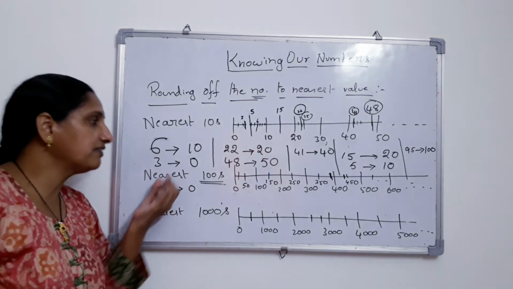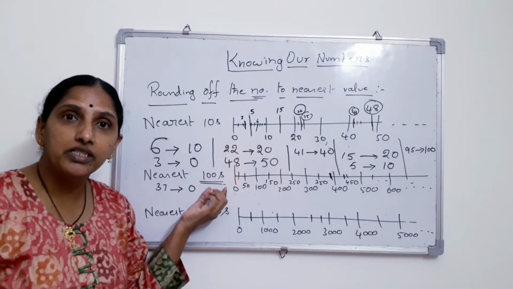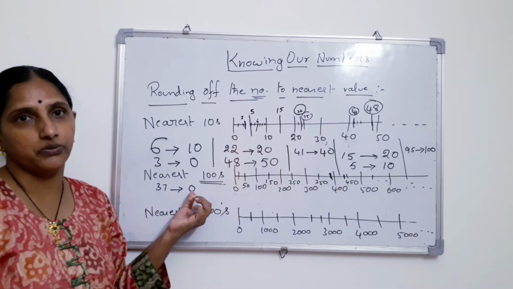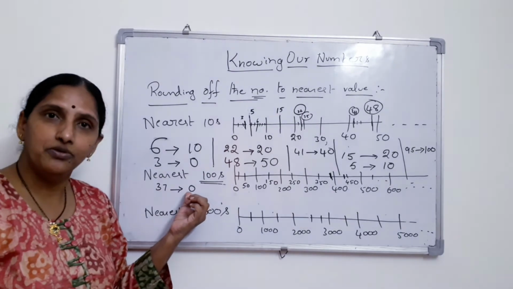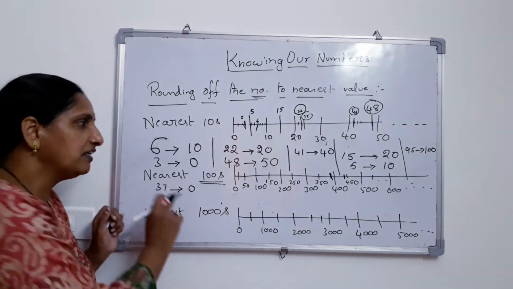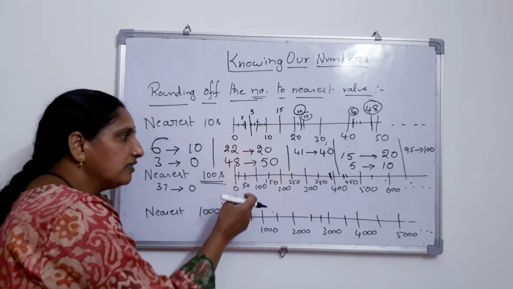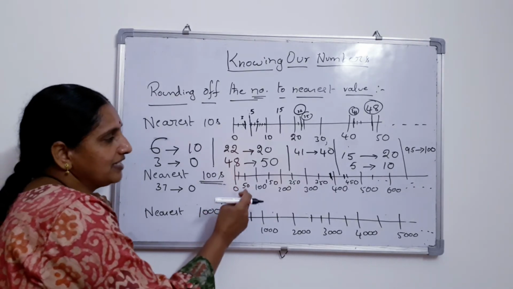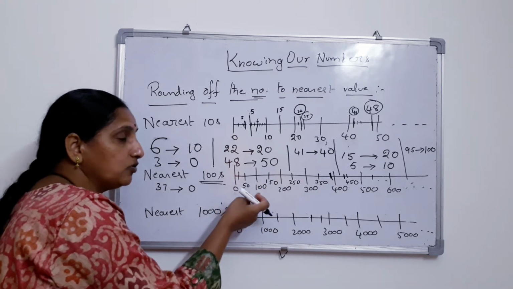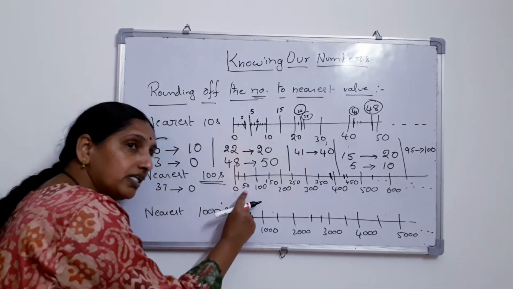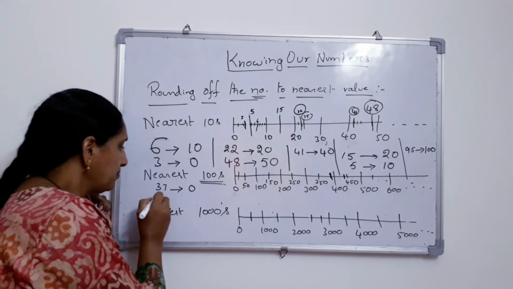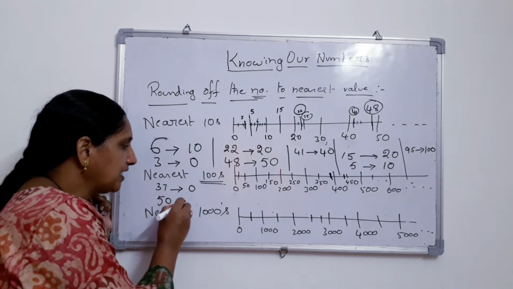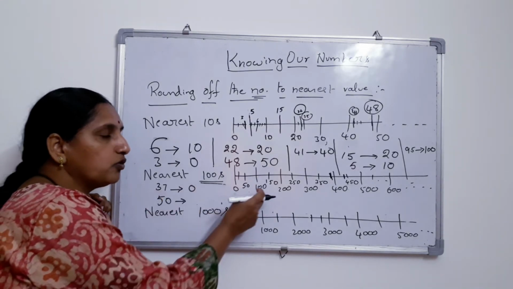Okay, when 37 has to be rounded to the nearest hundreds, then 37 will fall to 0. It will be rounded to 0. Clear? Why? Because we are comparing this with 50. If this is less than 50, it is near to 0. If it is greater than 50, it is near to 100. If it is equal to 50, suppose I take 50 only as an example, it is exactly midway, at the midpoint of 0 and 100.